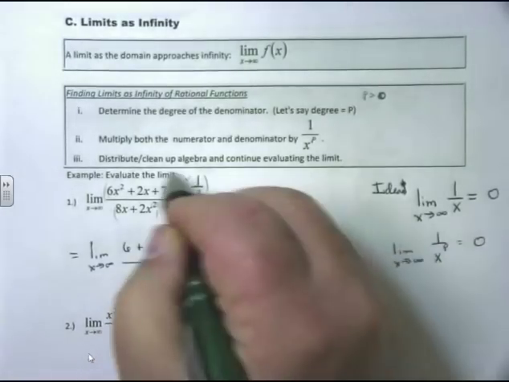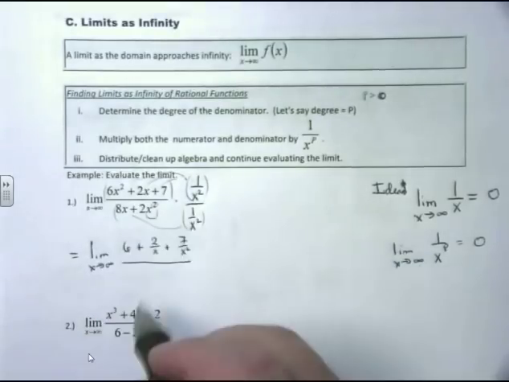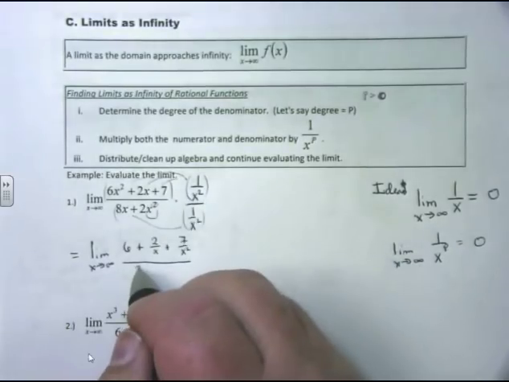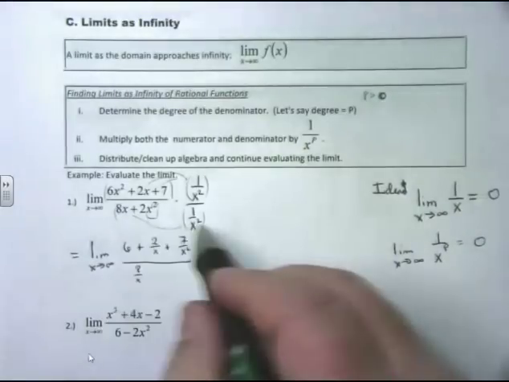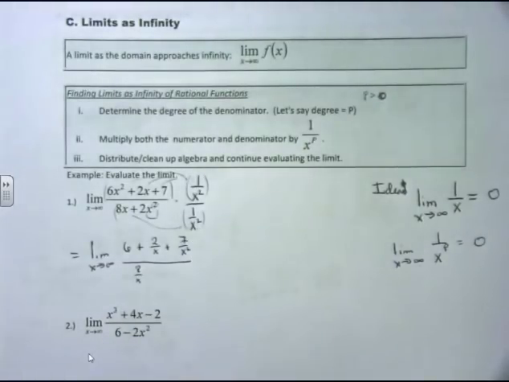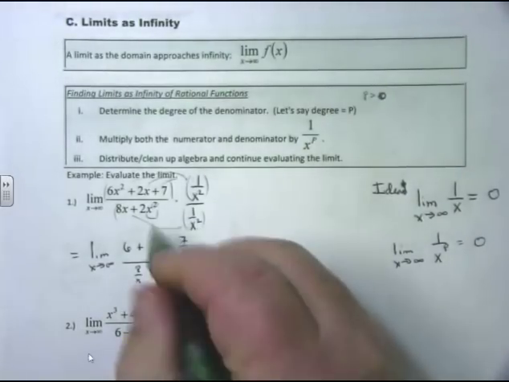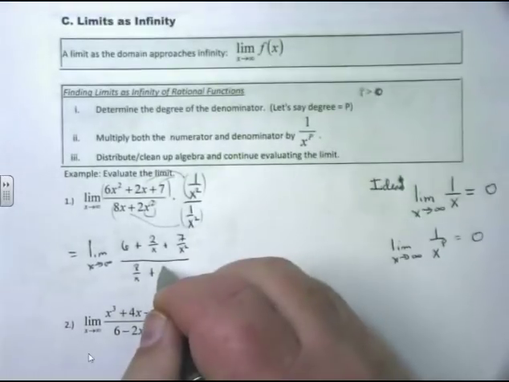Divided by, now I'm going to distribute my denominator. 8x times 1 over x squared is 8 over x. I'm cleaning up. x divided by x squared is x on the bottom. Just cleaning up my algebra as I go. Plus 2x squared times 1 over x squared. The x squareds cancel, and I'm left with 2.